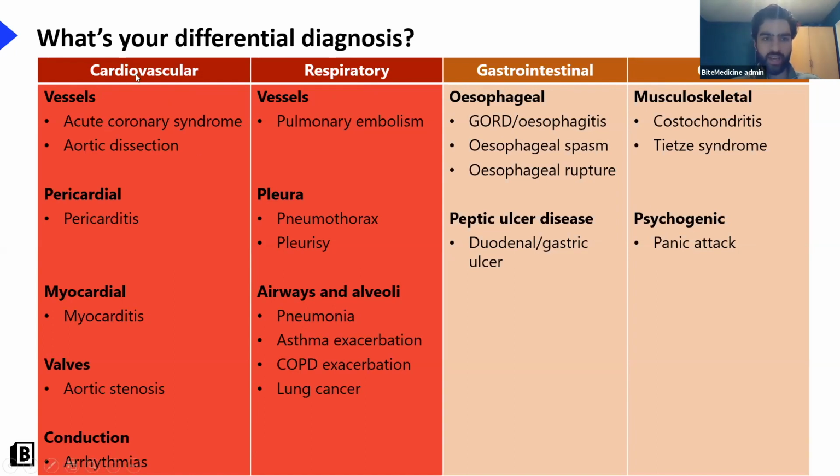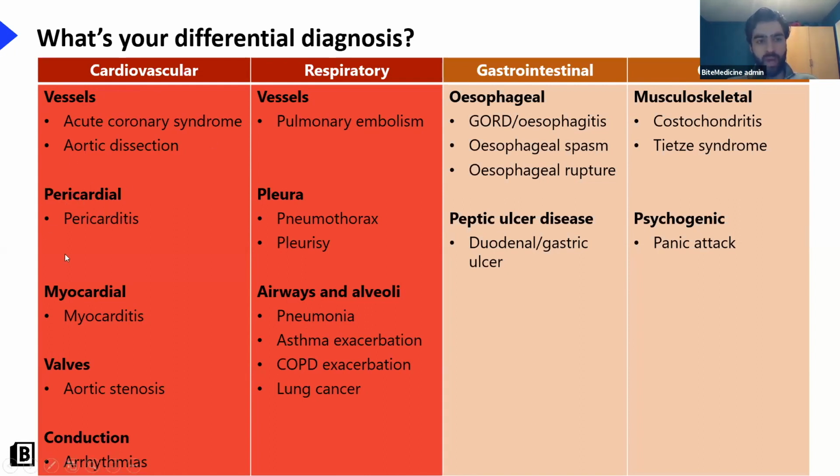So let's go through these in turn. I've tried to give it some structure here. So cardiovascular vessels, we're thinking ACS, acute coronary syndrome. So that's NSTEMI, STEMI, and unstable angina. Any pathology affecting those coronary arteries, atherosclerosis of those coronary arteries, is going to lead to acute coronary syndrome, okay? Aortic dissection, we'll come on to that later, but again, that is a potentially lethal diagnosis and something that you need to consider.